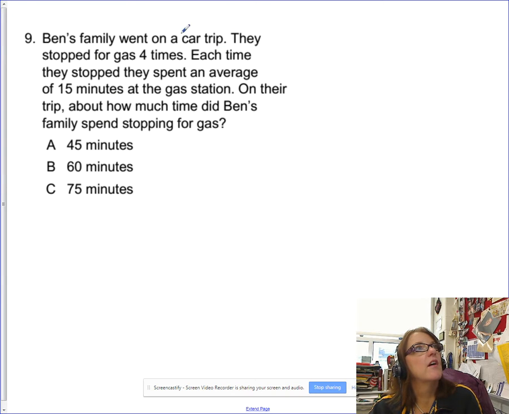Ben's family went on a car trip. They stopped for gas 4 times. Each time they stopped, they spent an average of 15 minutes. On their trip, how much time? So here's another one. You can either add all of those together or take 4 times.